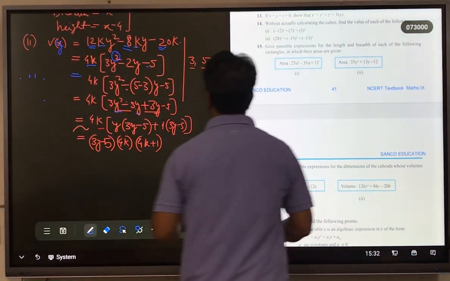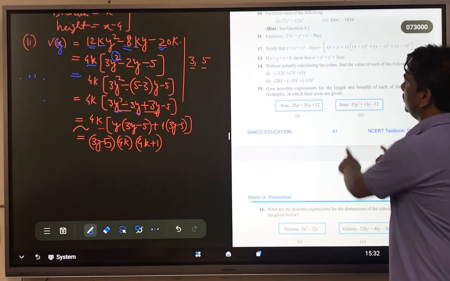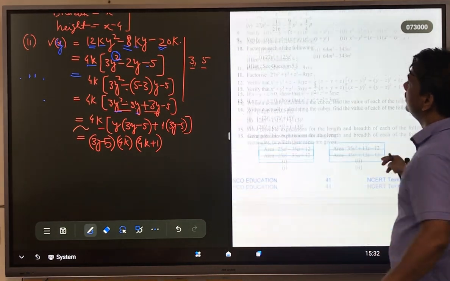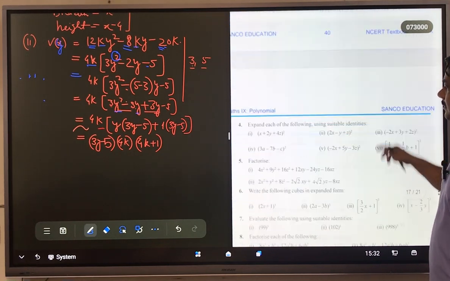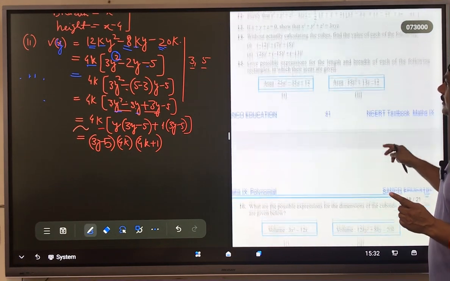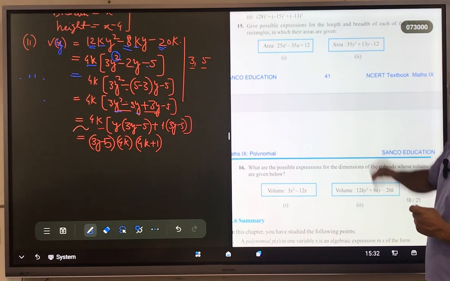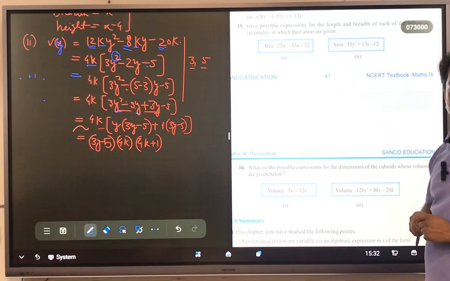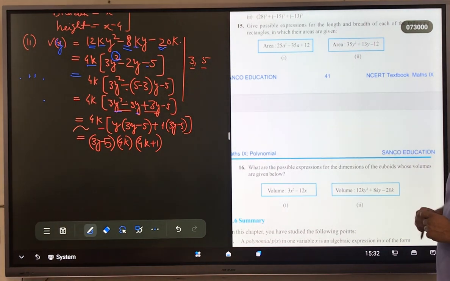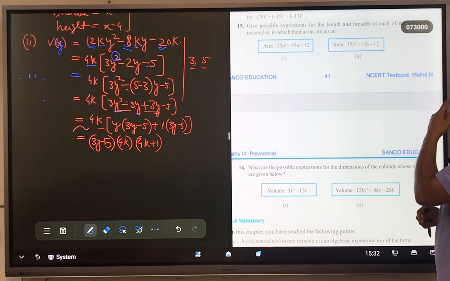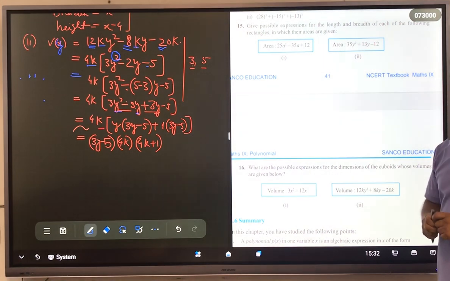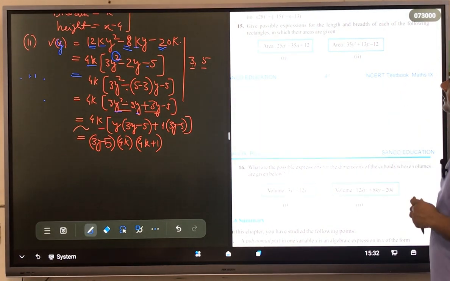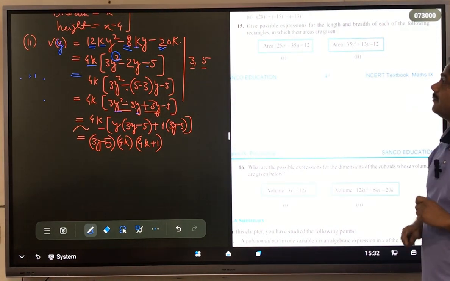So what we have discussed here is the question number NCERT exercise 2.4. Yesterday I gave the assignment question number 15 and 16. Question number 15: give possible expressions for length and breadth of each of the following rectangles in which their areas are given here. Here the area polynomial is given.